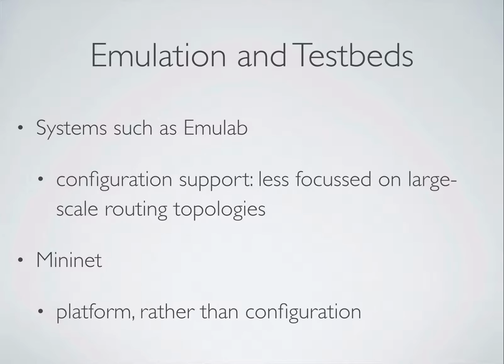There's also been research into emulation and testbeds. There are systems such as Emulab, which provide network configuration. These are generally designed for network experiments rather than being focused on large-scale routing topologies. Other systems such as GENI exist, which provide a large-scale federated network testbed to carry out experiments on. Finally, there is Mininet, which provides a platform in which container-based emulation is used to quickly and easily create networks. This is primarily focused on SDN, however it could be used with systems such as Mininet Extreme to run Quagga and provide a similar testbed to that of NetKit.